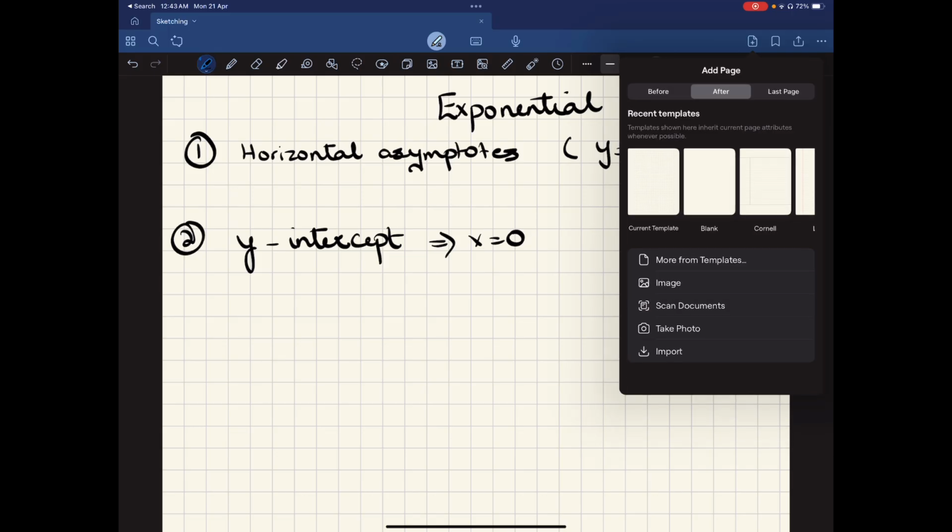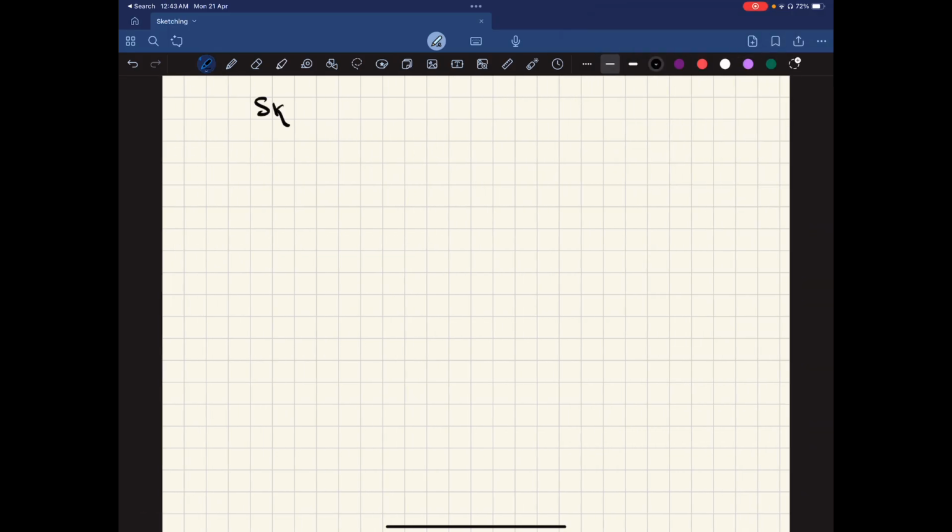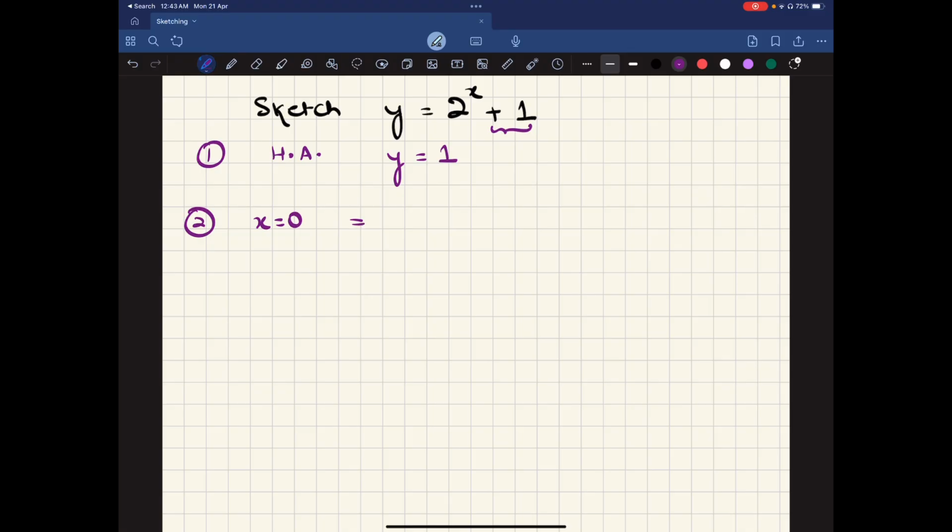Okay, so if they ask you to sketch y equals 2 raised to the power x plus 1, first step, what is the horizontal asymptote? It's going to be y equals plus 1. Second step, finding the y-intercept. So you're going to put x equals 0 in the function, and what do you have? y equals 2 raised to the power 0 plus 1. Anything raised to the power 0 is 1. So y equals 2.